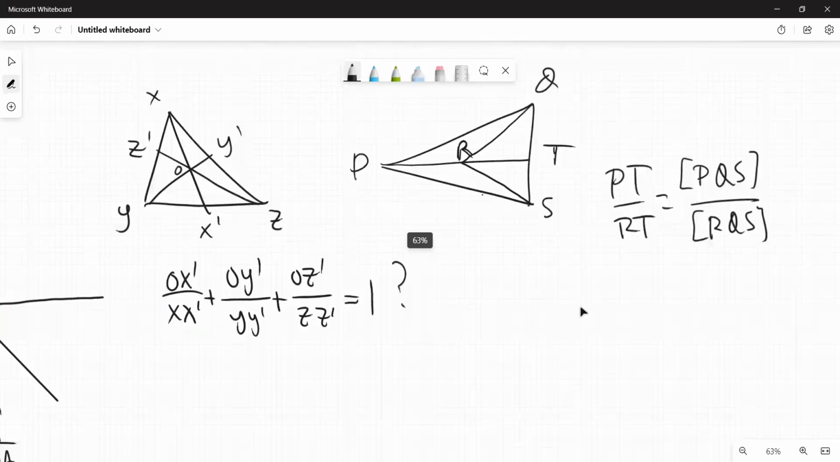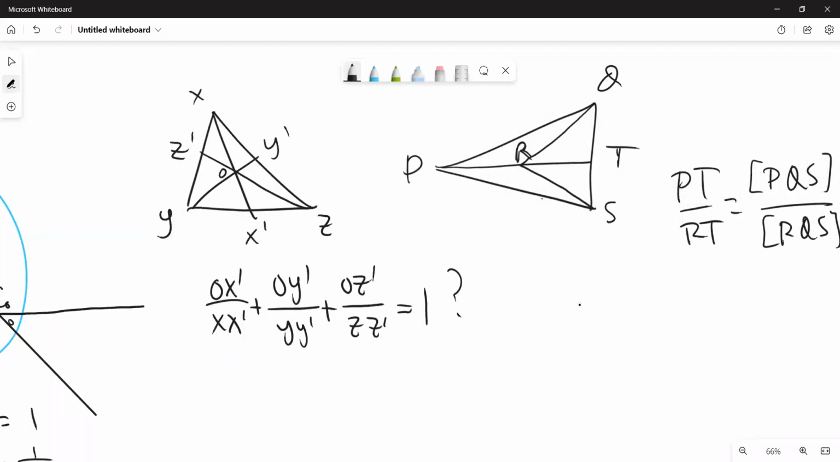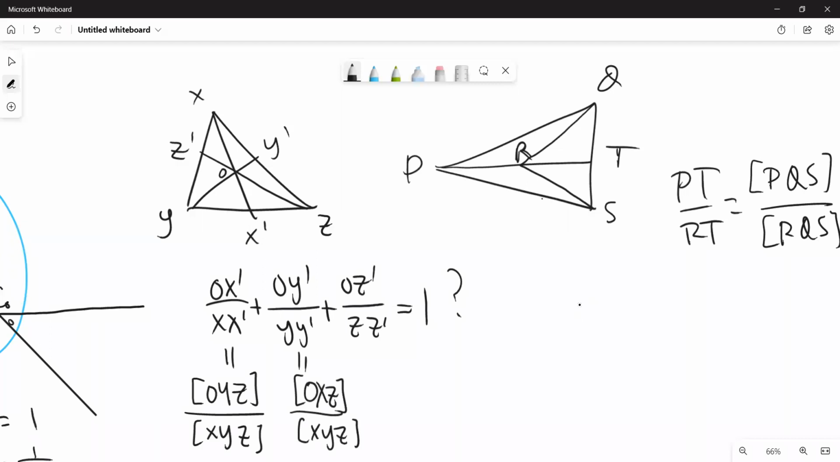So what's this equivalent to? This is equal to OYZ over XYZ. This is equal to OXZ over XYZ. And yeah, so you get the other term. And why do these three terms sum up to 1? Well, it's obvious because you're adding this area plus this area plus this area, and they must equal the whole area. So yeah, then we're done.